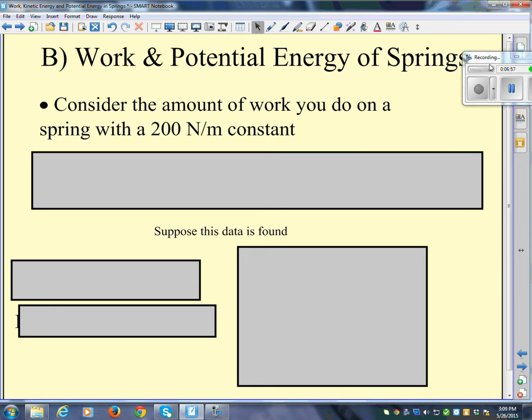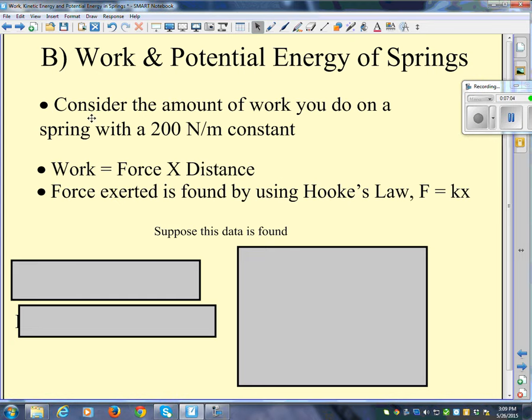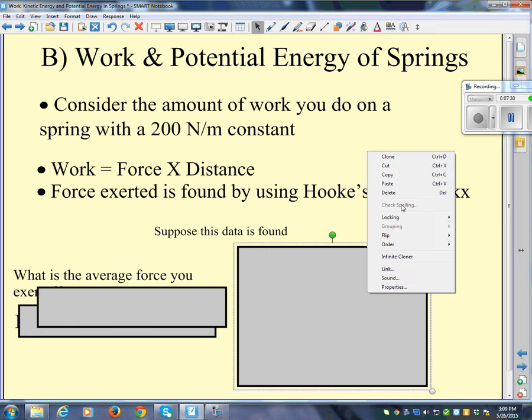Okay. What about potential energy? Do springs contain potential energy? Yes. Consider the amount of work you do on a spring with a 200 newton per meter constant. Work is force times distance. The force exerted is found by using Hooke's law, so I'm going to replace this F with kx. Distance is another x. x and distance are going to be the same thing. So suppose this data is found right here.